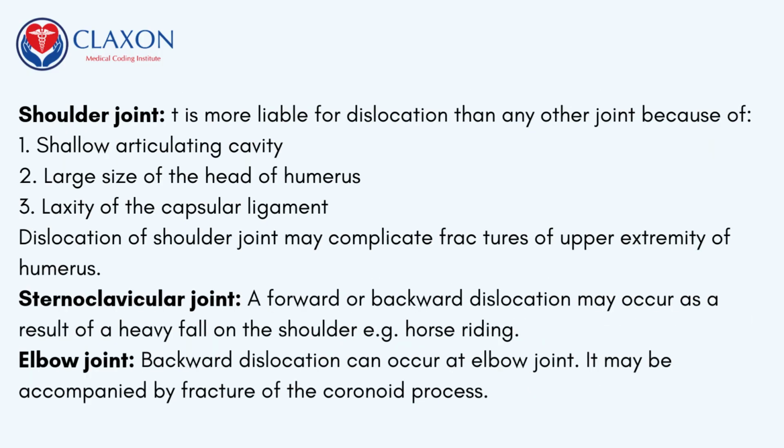Shoulder joint. It is more liable for dislocation than any other joint because of 1. Shallow articulating cavity. 2. Large size of the head of humerus. 3. Laxity of the capsular ligament. Dislocation of shoulder joint may complicate fractures of upper extremity of humerus. Sternoclavicular joint. A forward or backward dislocation may occur as a result of a heavy fall on the shoulder. Elbow joint. Backward dislocation can occur at elbow joint. It may be accompanied by fracture of the coronoid process.